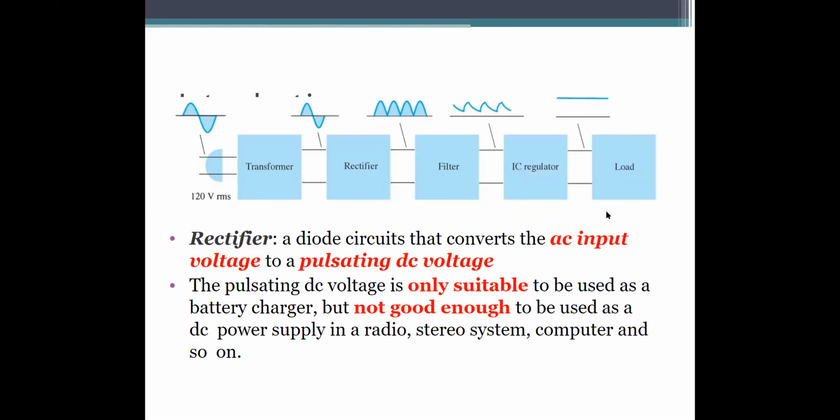So next is rectifier: a diode circuit that converts the AC input voltage to a pulsating DC voltage. The pulsating DC voltage is only suitable to be used as a battery charger, but not good enough to be used as a DC power supply in a radio, stereo system, computer, and so on.